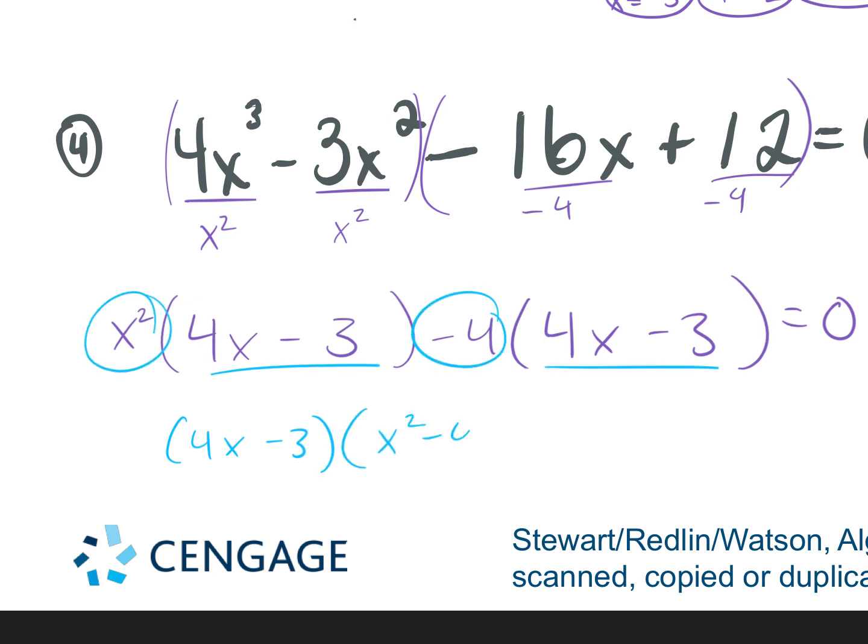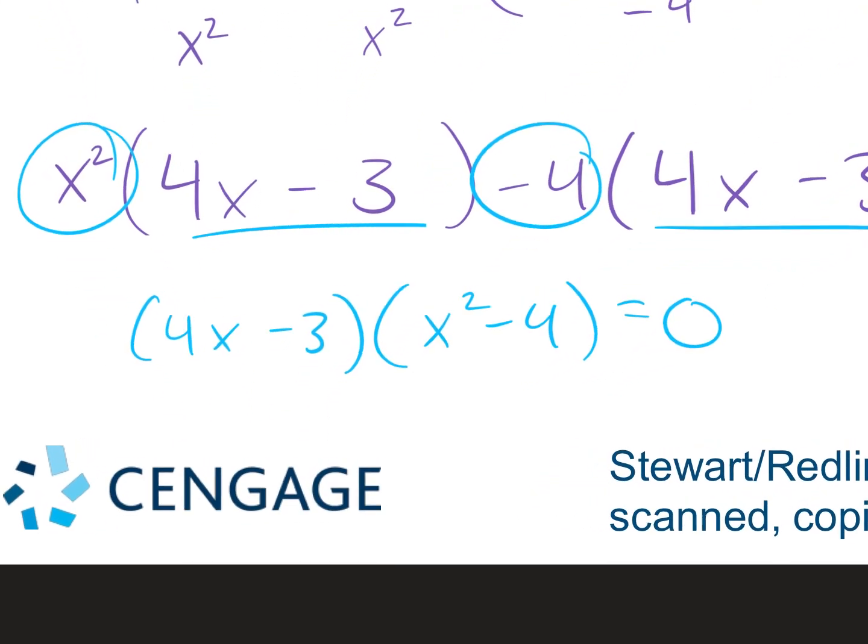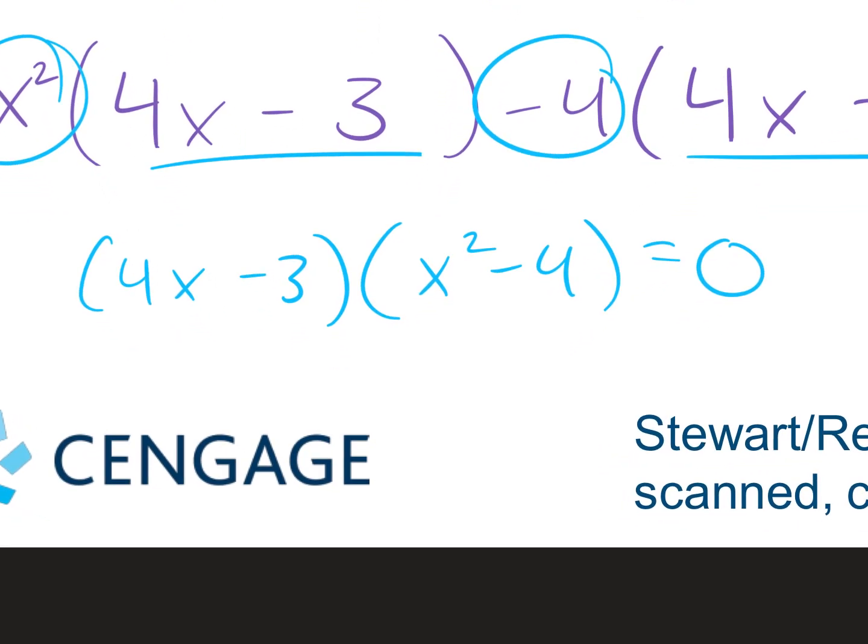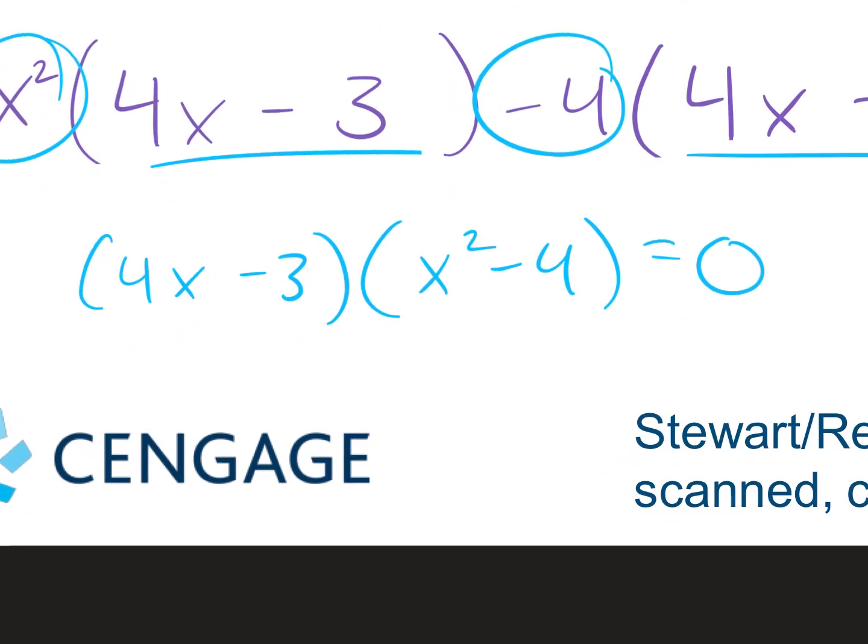X squared minus 4. Can we factor this anymore? Difference of squares. So this factors into an x plus 2, x minus 2. So we have a 4x minus 3 times x plus 2 times x minus 2.